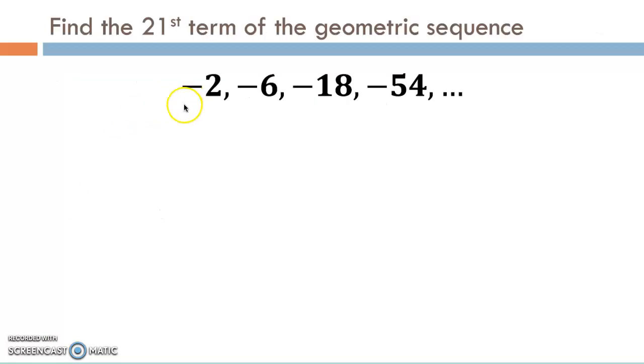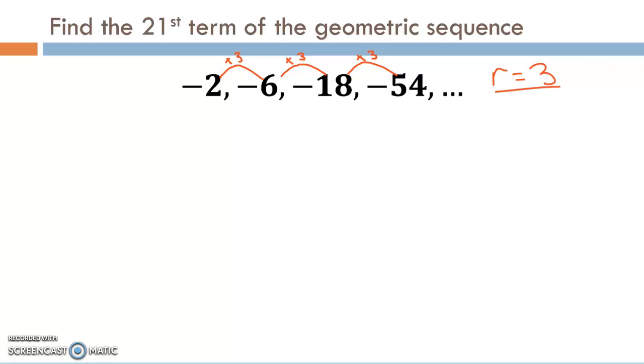If we were told to find the 21st term of this geometric sequence, that would be a lot of multiplying by a certain number to get to the 21st term. Now, say we were told to find the 100th term, that would be even more. So let's see what's going on here. To get from -2 to 6, I multiply by 3. I do the same thing to get to each of my next terms. So that means my common ratio r is equal to 3.